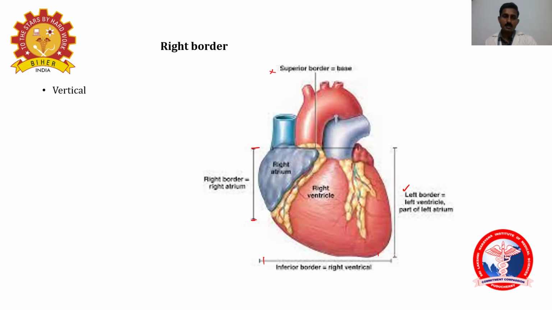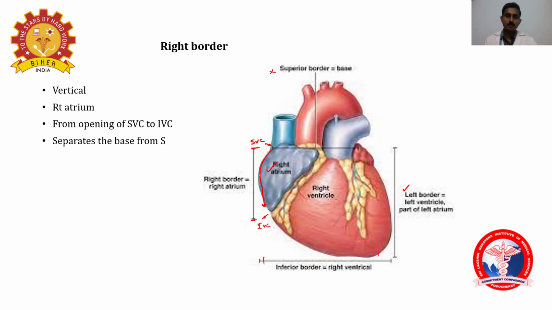So the first border we are going to see is the right border, which is a vertical border. It is formed by what chamber? It is formed by the right atrium. What is the extent of this right border? It starts from this point, the opening of SVC, and here, which you're not seeing, is the area for the opening of IVC. So from the opening of the superior vena cava to the opening of the inferior vena cava, this border of the heart is called the right border of the heart.